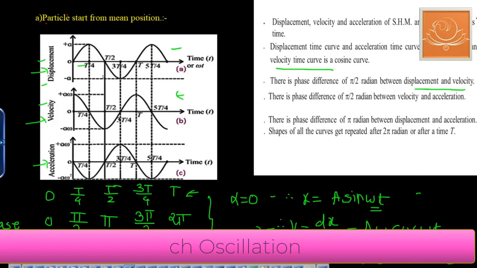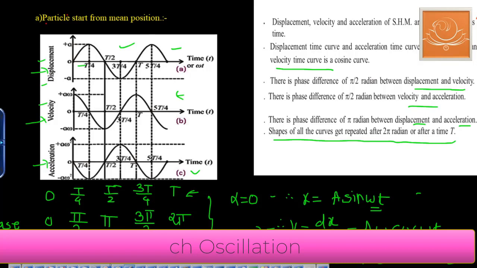Displacement and velocity have a phase difference of pi by 2. There is a phase difference of pi by 2 radian between velocity and acceleration. There is a phase difference of pi radian between displacement and acceleration. And last, the shape of all curves gets repeated after 2 pi radian or after time equal to T. These are some graphical representations for a particle starting from mean position.